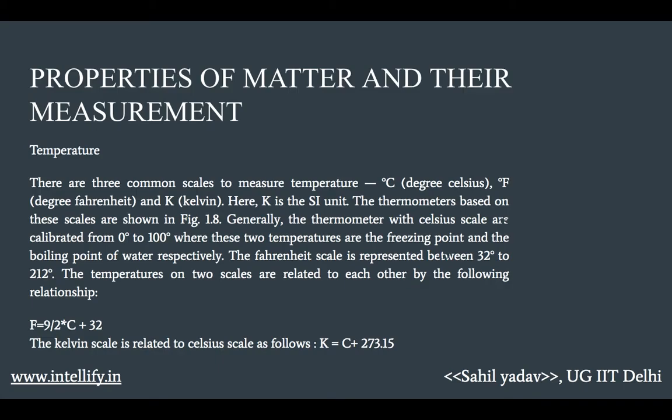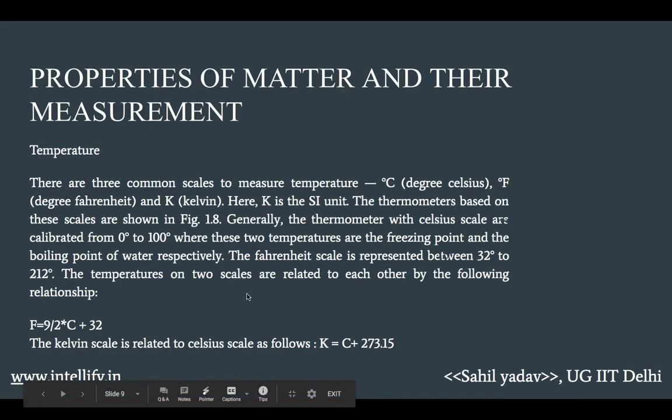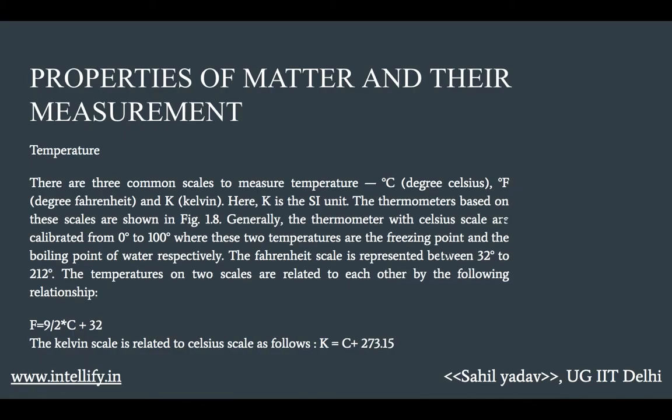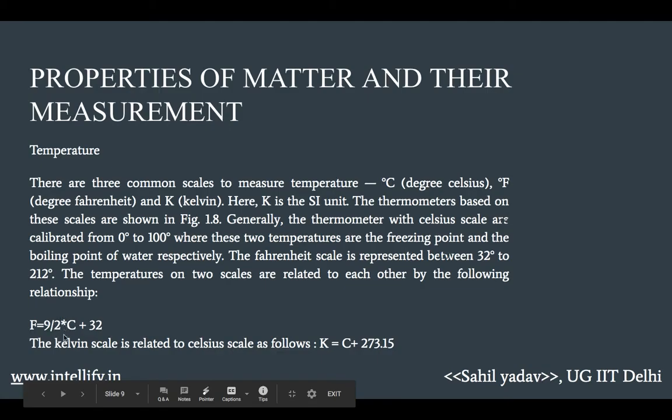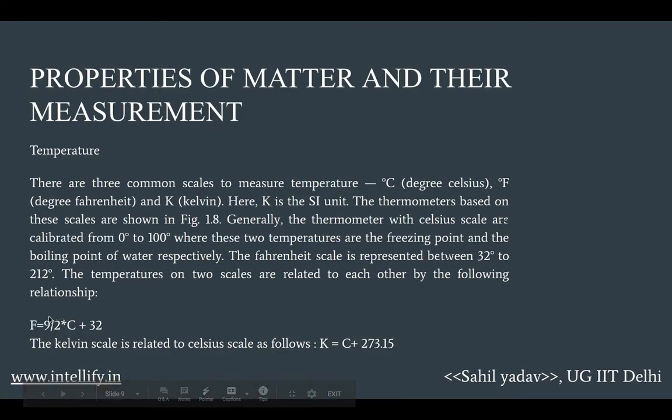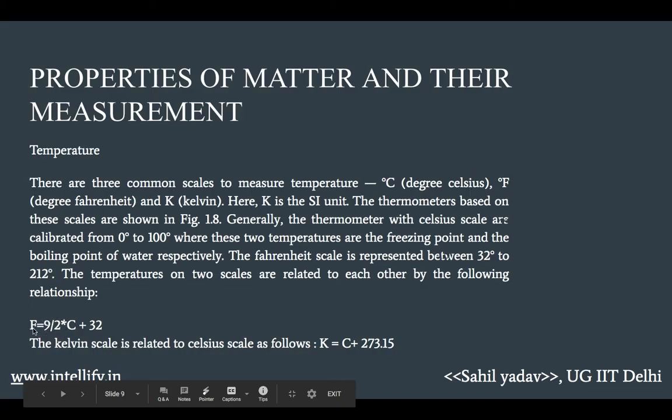The Fahrenheit scale is represented between 32 to 212, and there are different relationships through which we can convert from one scale to another scale. If we want to convert Celsius into Fahrenheit, we have this relationship, that is degree Fahrenheit is equal to 9 by 5 times degree Celsius plus 32. I'm very sorry that I have written over here 9 by 2, it is 9 by 5. You can correct it on your own. The Kelvin scale is related to the Celsius scale in a very simple linear equation, that is Kelvin is equal to degree Celsius plus 273.15.